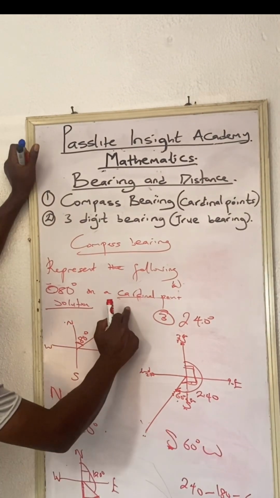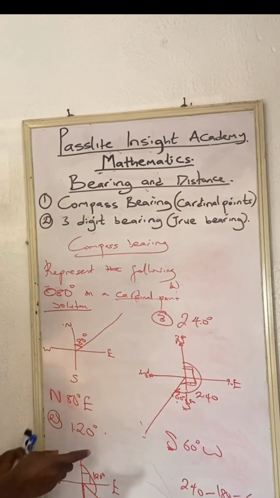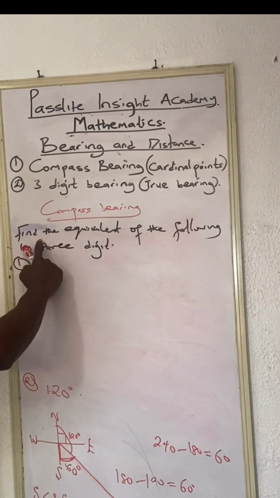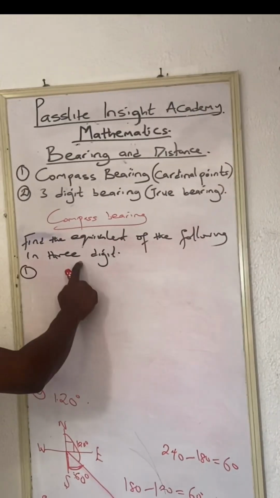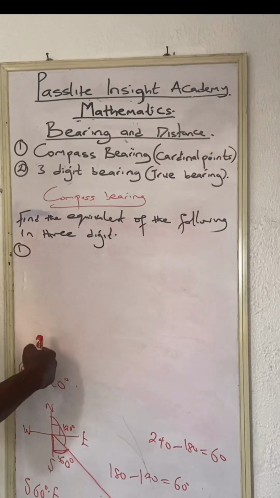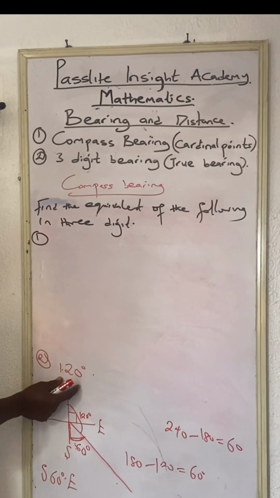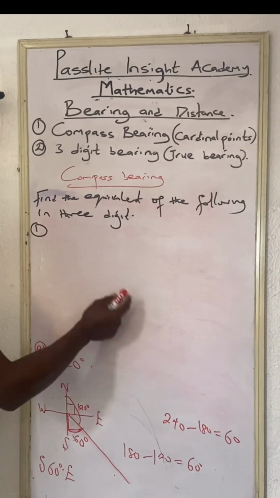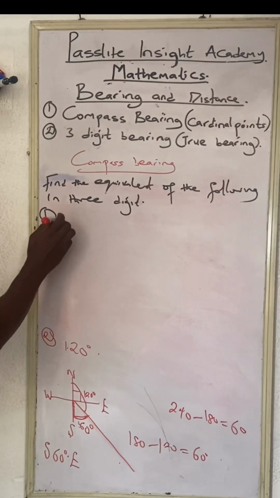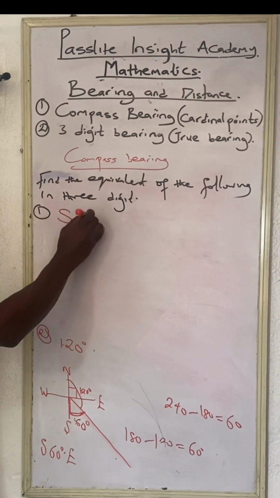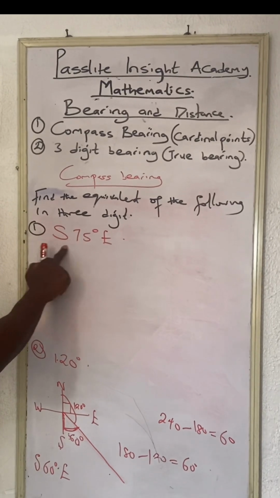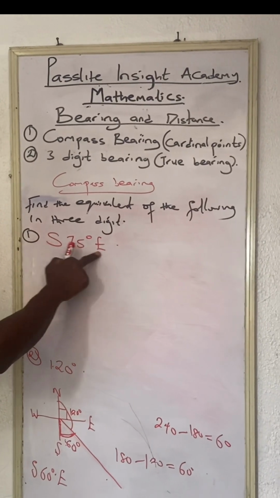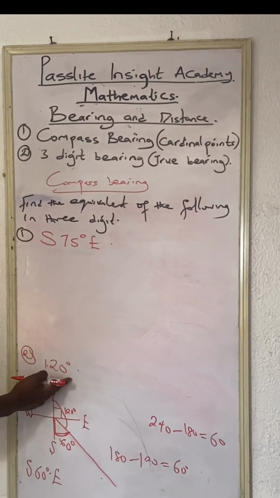So this has to work on cardinal points. Now, we are asked to do compass. We are still on compass bearing. But now, find the equivalent of the following 3 digits. The first one we did was from 3 digits to our cardinal points. Now, I want to convert answers like south, 75 degrees east. This is cardinal points. I want to convert this cardinal point to 3 digits.